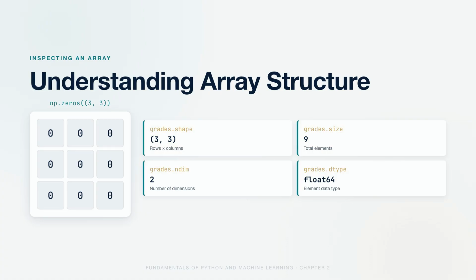Finally, we can check the data type using dtype. The dtype tells us what kind of values are stored in the array, such as integer or floating point number. This matters because machine learning models accept numerical data, and different numerical types can affect memory usage and calculations.